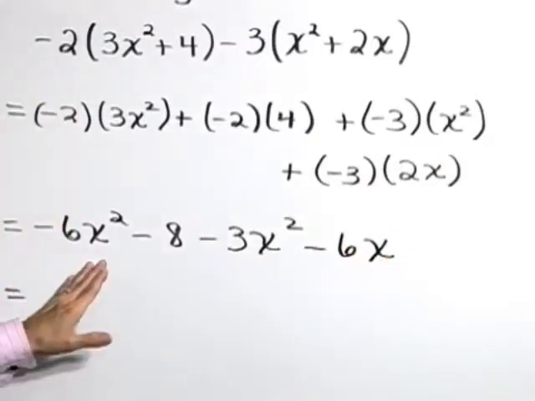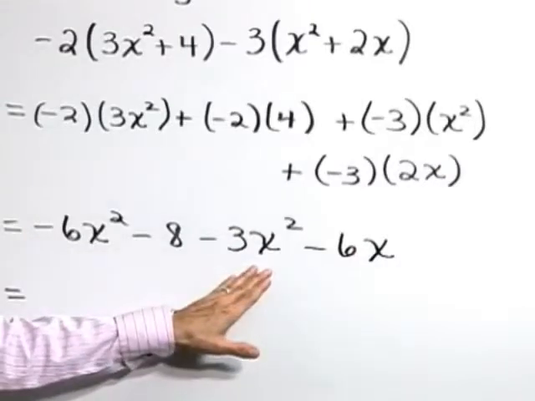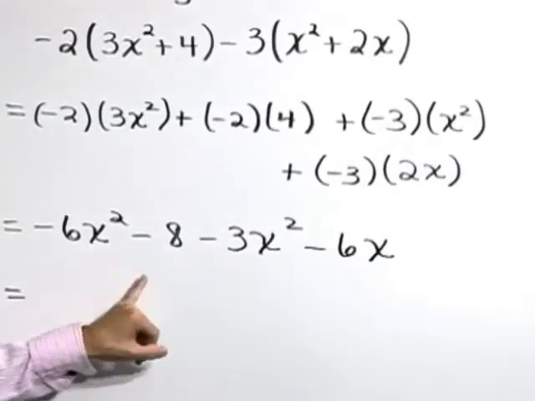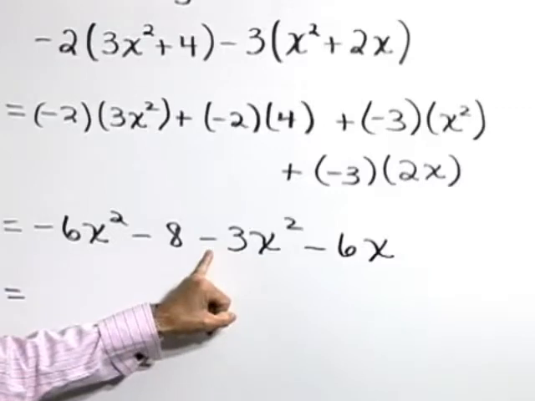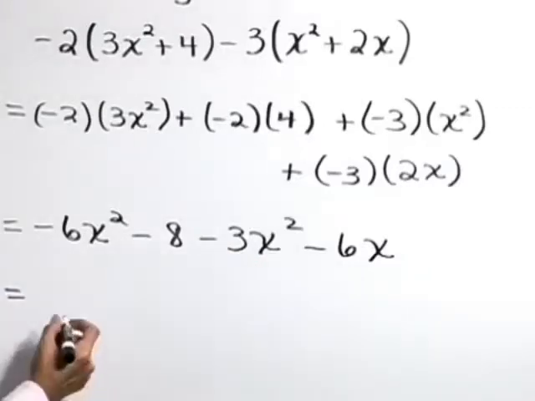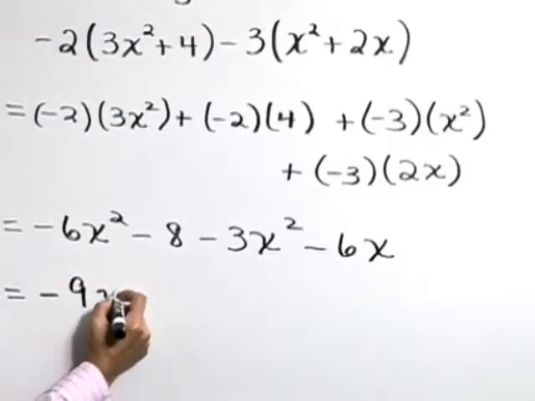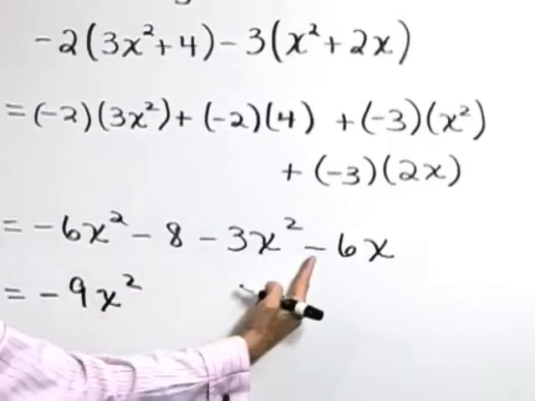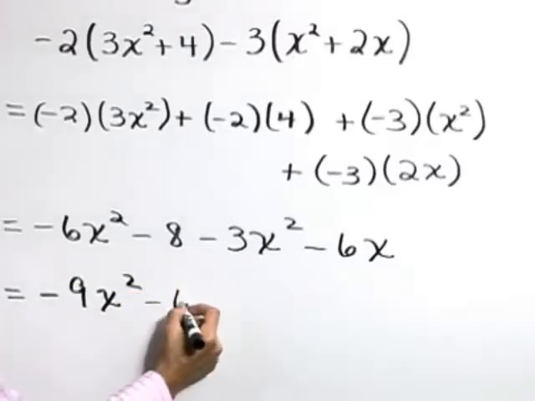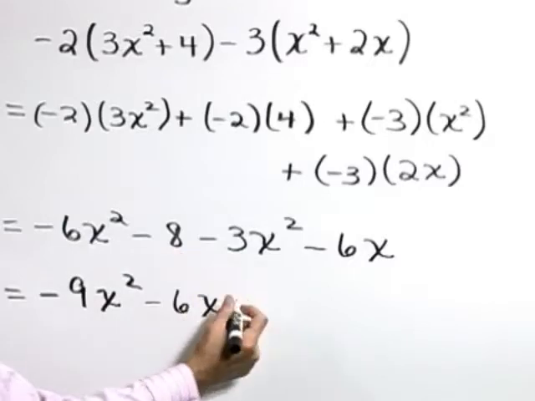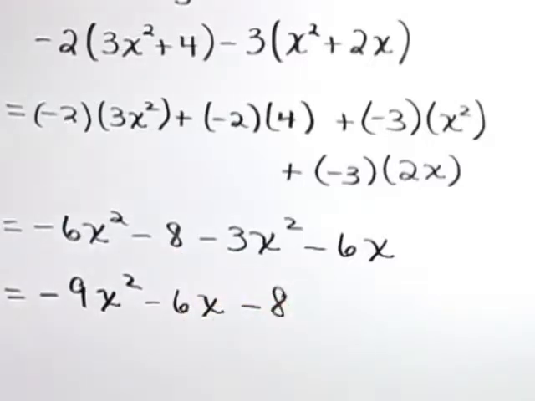As a last step, let's not forget to combine our like terms. We have a negative 6x squared and a negative 3, or minus 3x squared, which combine to a minus 9x squared. We have a term that is negative 6x and also a minus 8. The simplified form then is negative 9x squared minus 6x minus 8.